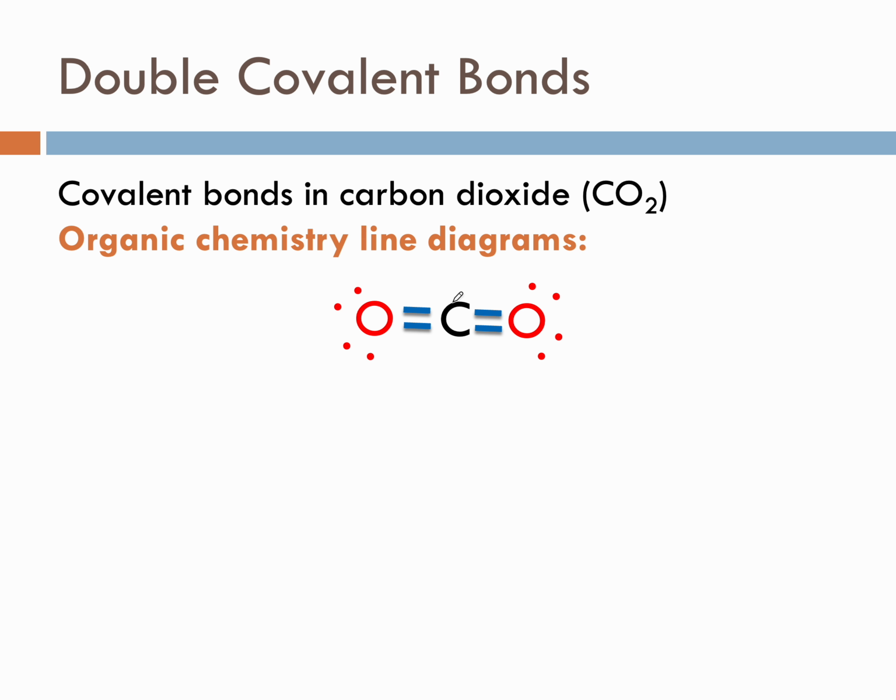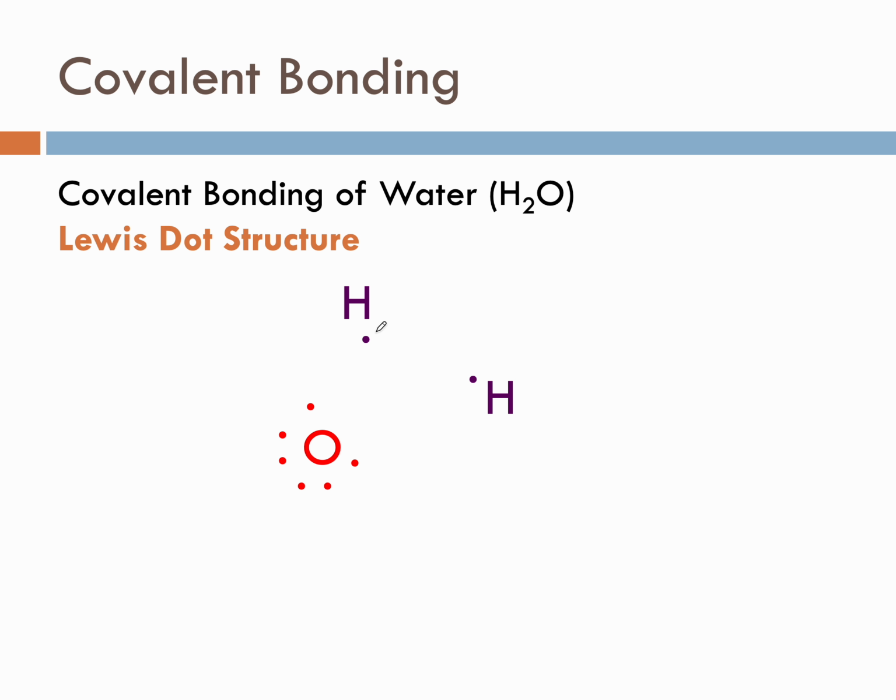So what we see is carbon double bonded to oxygen. So when we have two shared pairs, we call that a double covalent bond. You can guess one shared pair is single, 2 is double, 3 is triple. So again, in that line diagram, we're replacing an electron pair with a single line.